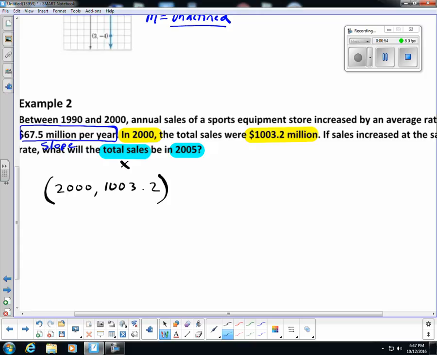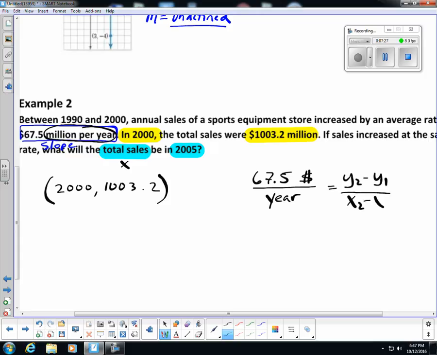Now as far as what's the X and Y, that comes from this unit right here. Okay, so let's check and let's see if I did it right. $67.5 million, okay, per year. So we're talking millions of dollars per year.